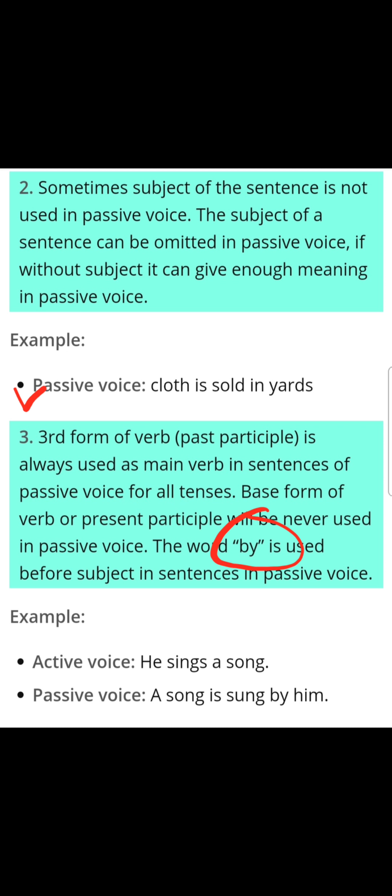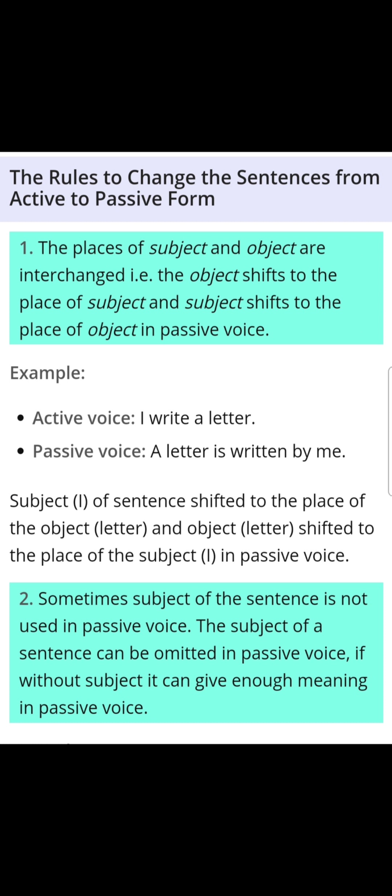The first or foremost rule is that you always put the third form of verb as your action word. Look here: a letter is written by me. You always use the third form of verb.